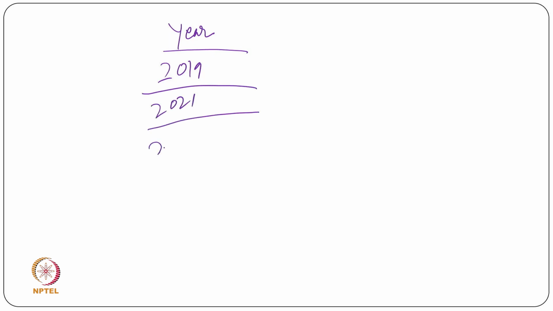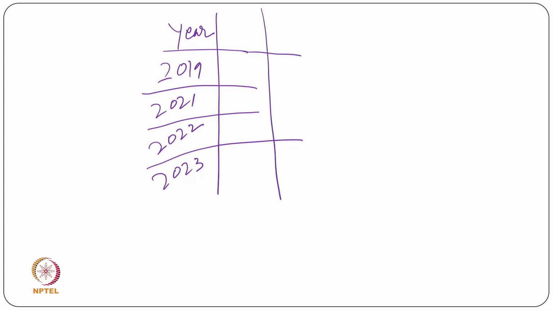So if you remember, our data set was this. This was the year: 2019, then 2021, 2022, 2023. And this was the frequency: 1, 1, 5, 1.